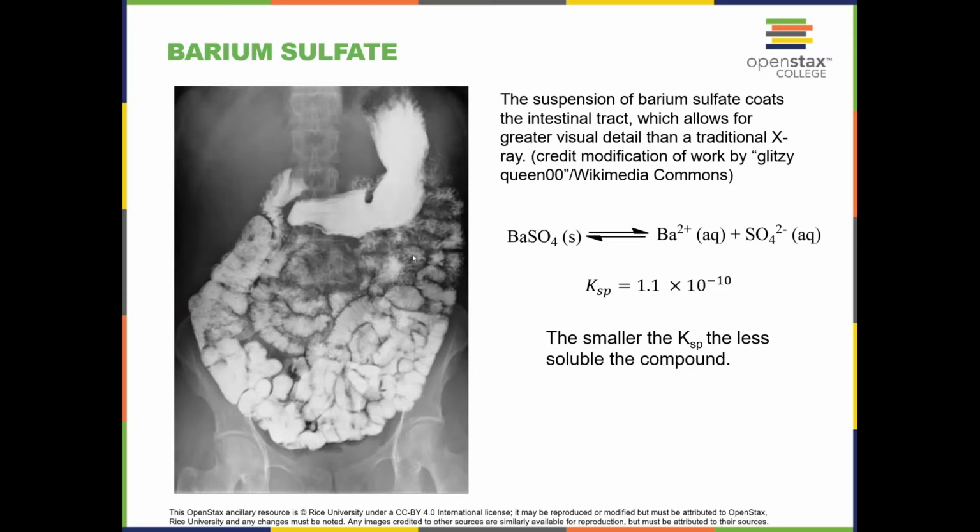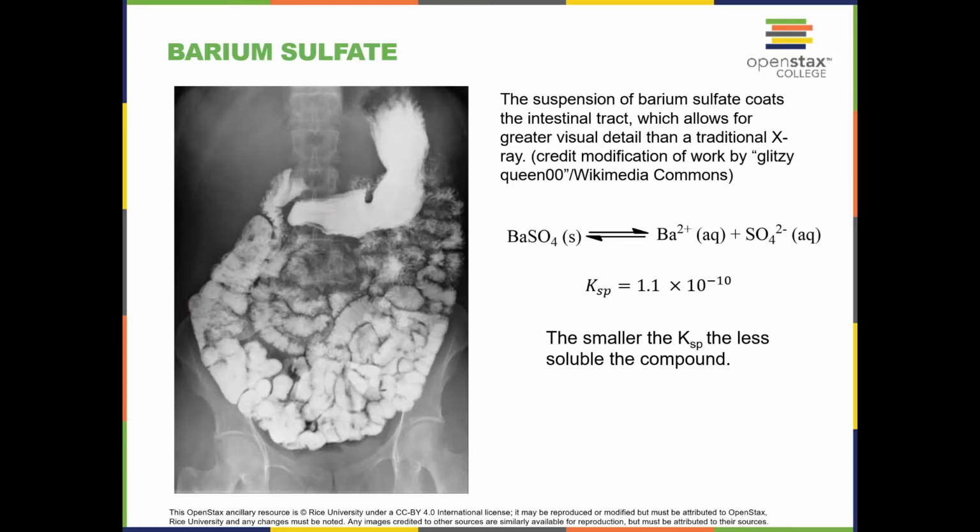You may be asking yourself, why use barium in the first place? Well, heavy metals tend to be better at absorbing X-rays. In this case, they're taking a CAT scan or an X-ray or whatever, and this allows them to visualize the area because the barium is able to absorb it. But it is also not soluble enough to cause any health problems. So this is how barium sulfate works.